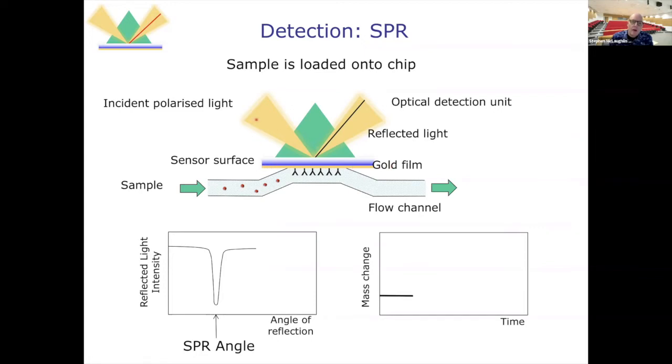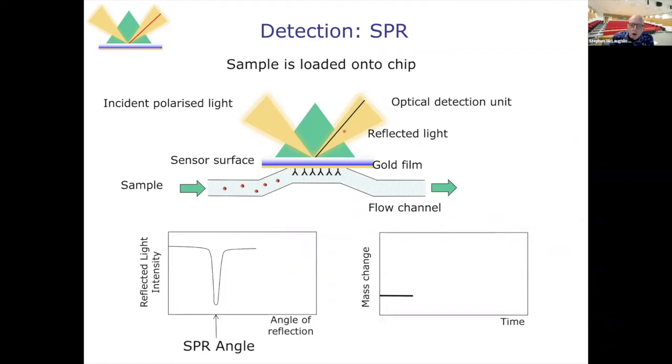And so at a certain angle, the kinetic energy of the incident light matches the energy of these plasmons here, and that causes them to move and resonate. But of course, you've taken energy away, and so at a certain angle there'll be a reduction in the reflected light here, and this is what's called the SPR angle.